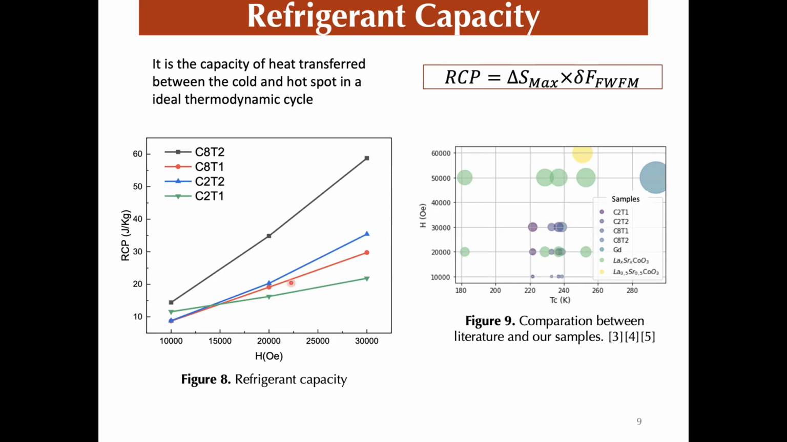Here we can see the refrigerant capacity for all samples, and again, for T2 samples, we have higher values than for the T1 samples. And in figure 9, we can see a comparison between literature and our samples. Our samples are here, and the rest are from the literature. And we can see that our samples are almost in the same range as that reported in the literature.